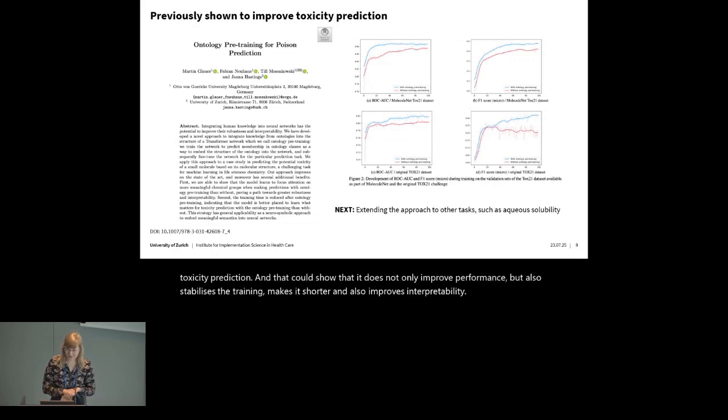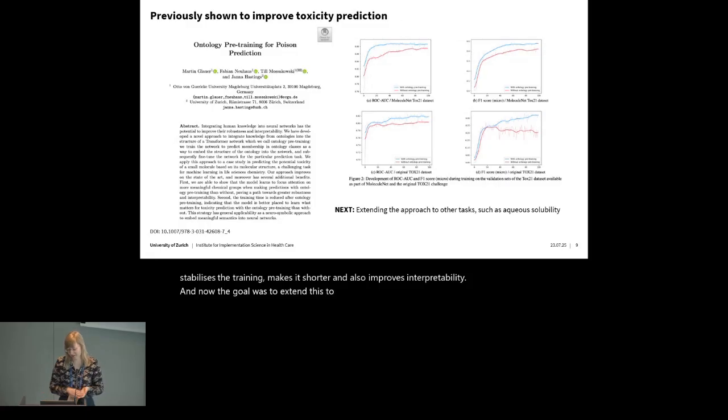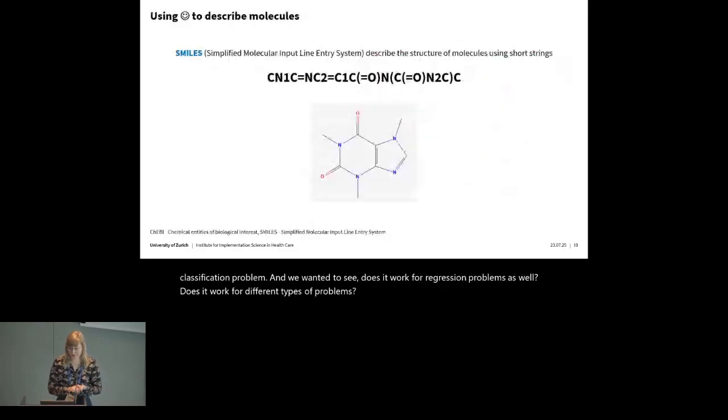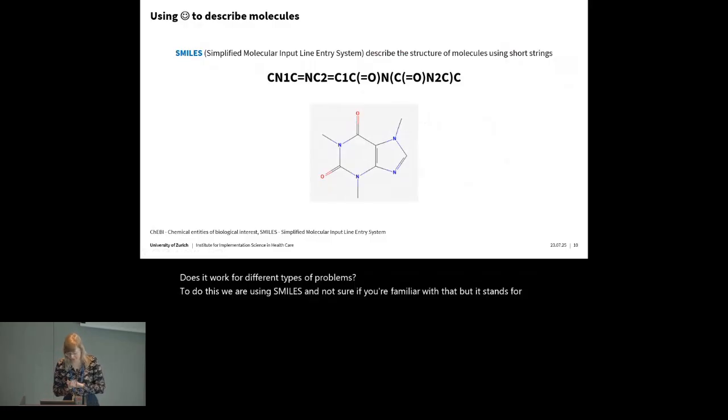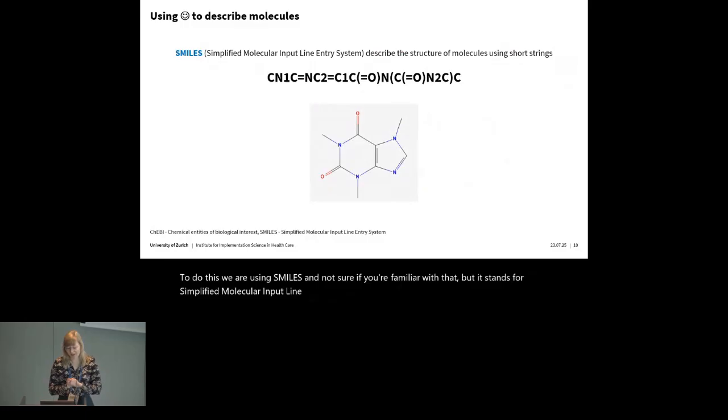And now the goal was to extend this to other applications. So toxicity prediction, that's a classification problem. And we wanted to see, does it work for regression problems as well? Does it work for different types of problems? To do this, we are using SMILES. And not sure if you're familiar with that, but it stands for Simplified Molecular Input Line Entry System. And it's just a way to describe molecules into a short string.